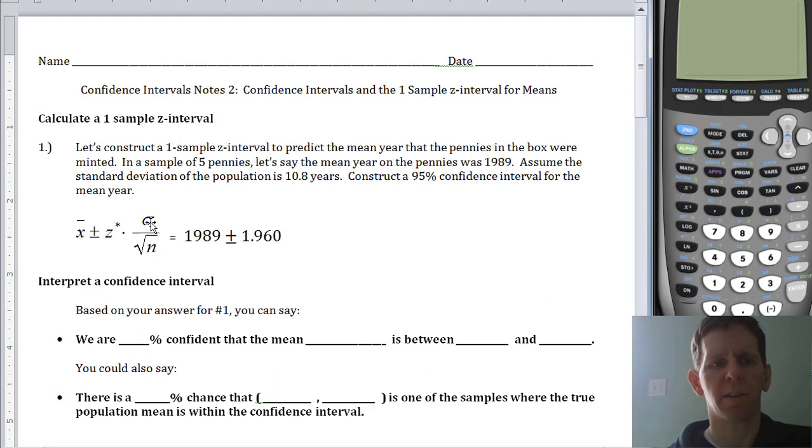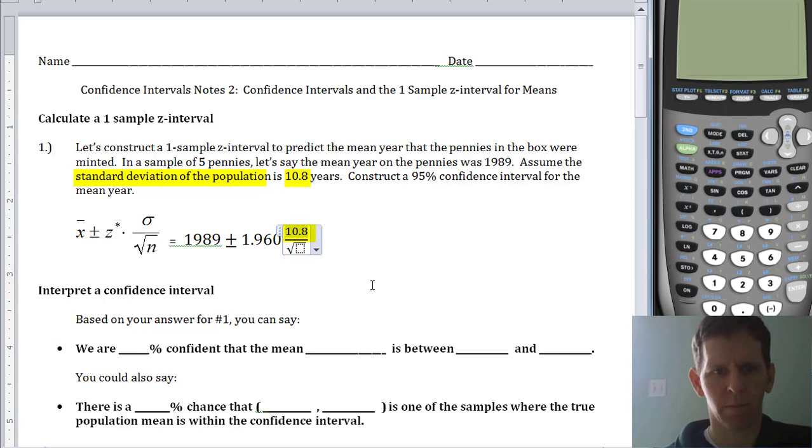Now we're going to multiply this by sigma over the square root of n. Sigma is the standard deviation of the population. It says assume the standard deviation of the population is 10.8 years. That will be our numerator. And it says in the problem the sample size is 5. That's going to be your n value.